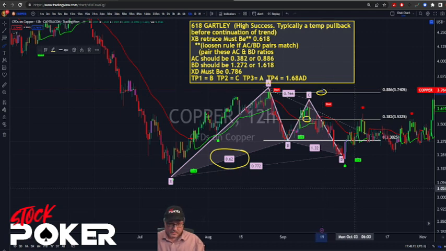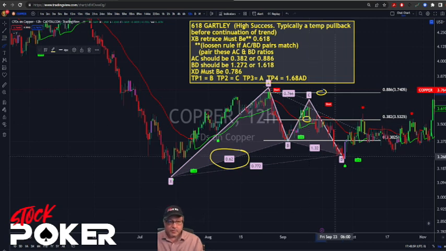Either of these two levels, 0.382 or 0.886. It could be anywhere in between those two. If it's between 0.382 and 0.886, the next best is that it hits some kind of fib level between those, like the 0.5 or the 0.786. In here we hit the 0.786. I'll take it. Right now, I'm looking at this as most likely going to become a Gartley.